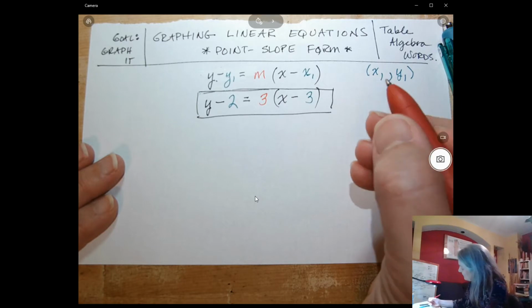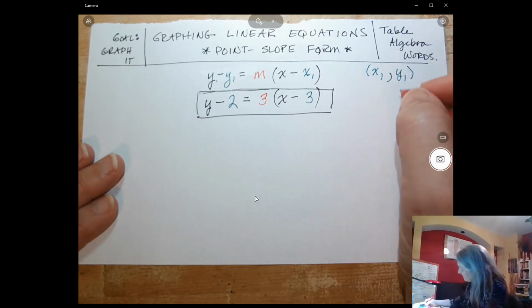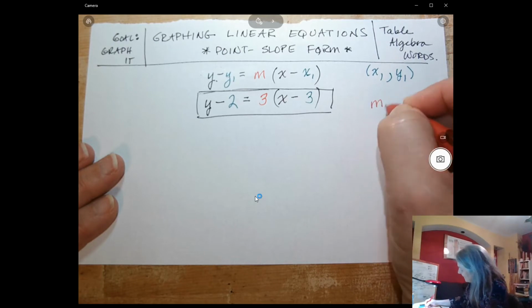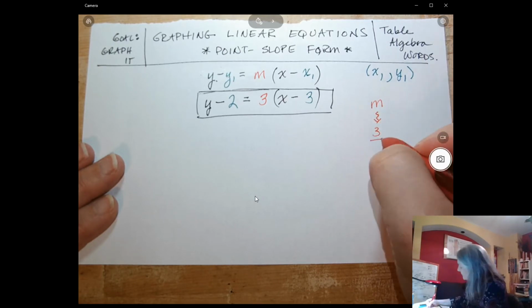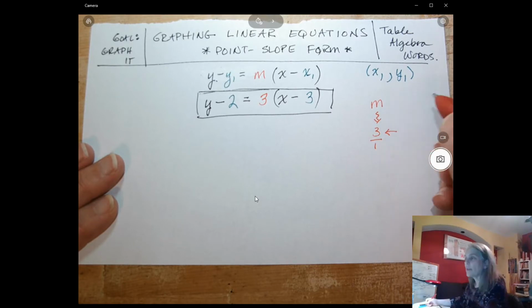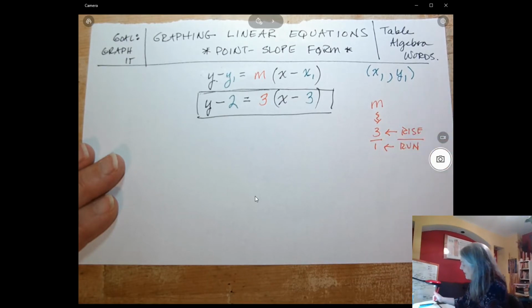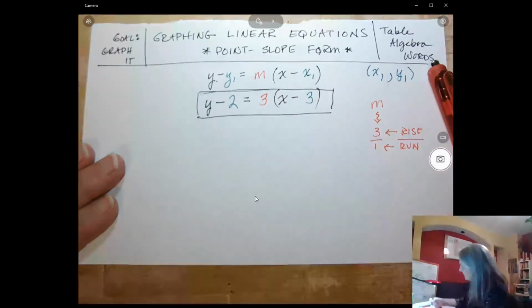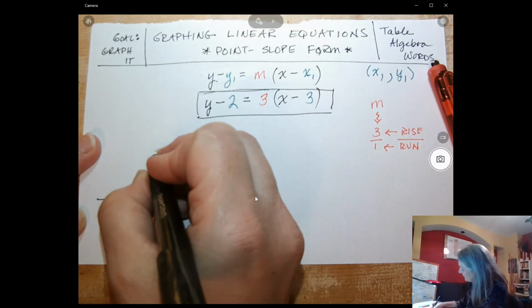Yeah, so the slope of this line, m, is going to be 3. Or you could also write it as 3 over 1. 3 is the rise, and 1 is the run. So it's rise over run, right? And so now we just need to find a point on that line. We know what the slope is.